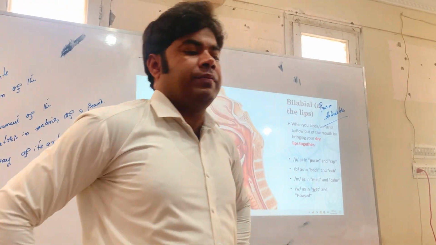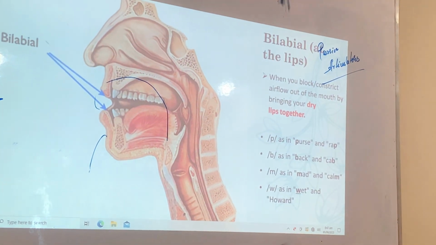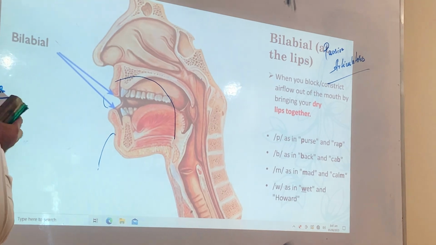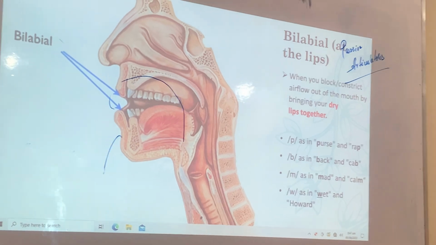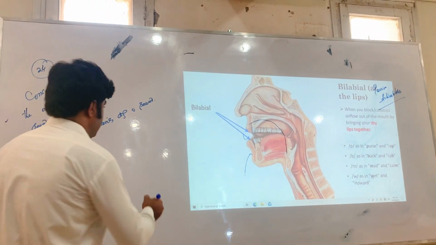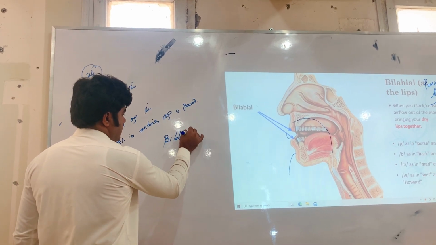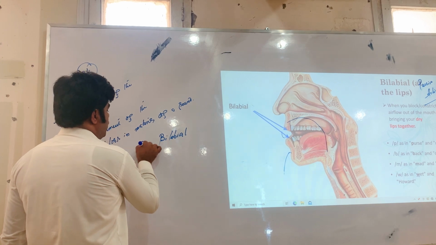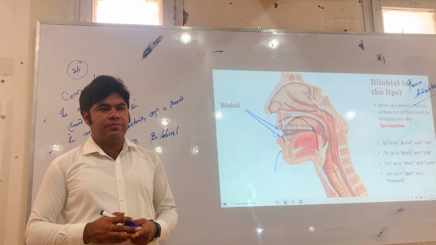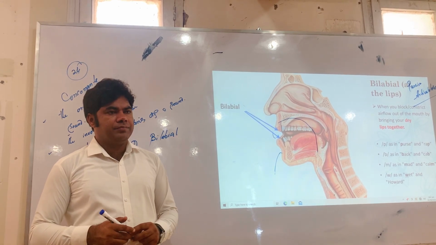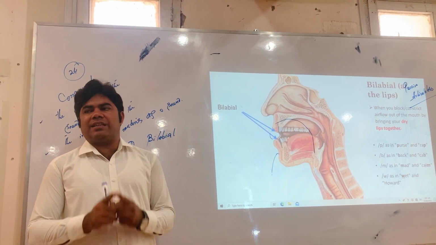Yes, the very first one, the bilabial sound. What is it? Bilabial. Its meaning is self-explanatory. Bi means two, labial means lips. When there is the involvement of two lips, it is a bilabial sound. We call it bilabial because when it makes a sound, both the lips are connected together.